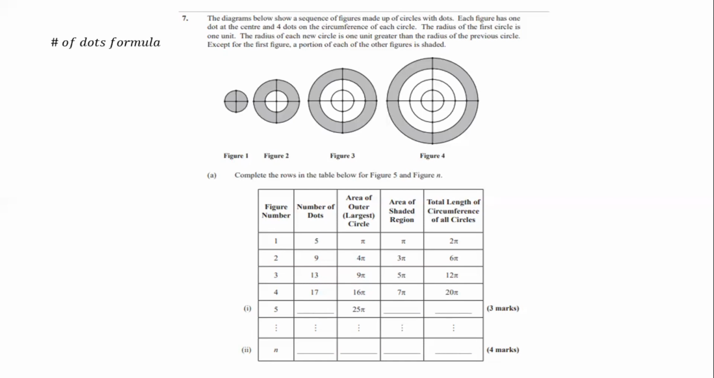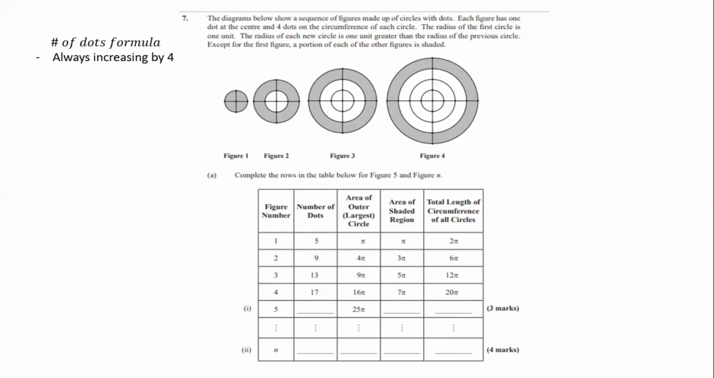So what we're looking at is the number of dots formula. So this is the second column here. First, what I always encourage students to do is to find the formula, because after finding the formula, you can test to see if it is correct and you can easily figure out each missing number or variable that they ask you to find.